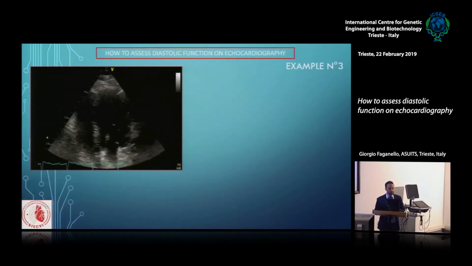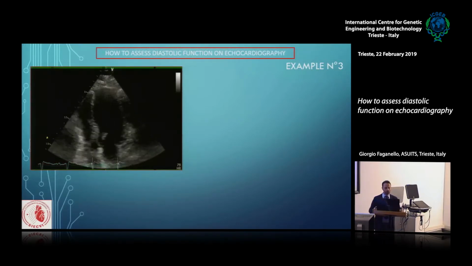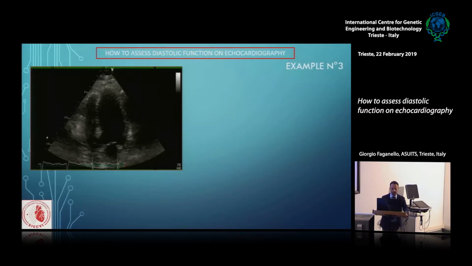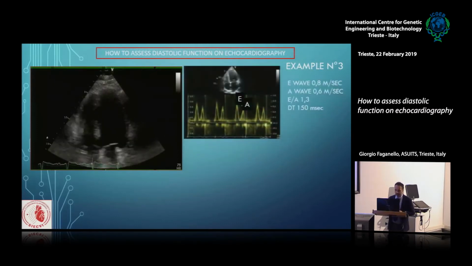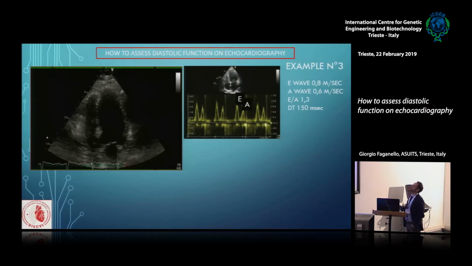So, third example, a 42, 43 young chap, long history of hypertension. He's got aortic coarctation. He's good. And he came to our echo lab for his usual echo. And what we found was an E wave and A wave with a ratio of 1.3 and a deceleration time of 150. Pretty good.